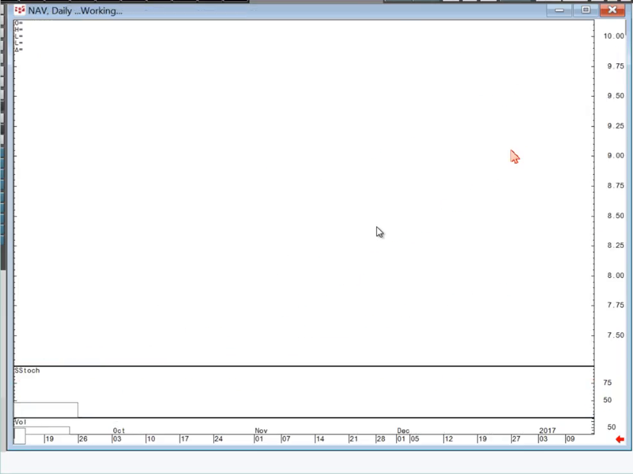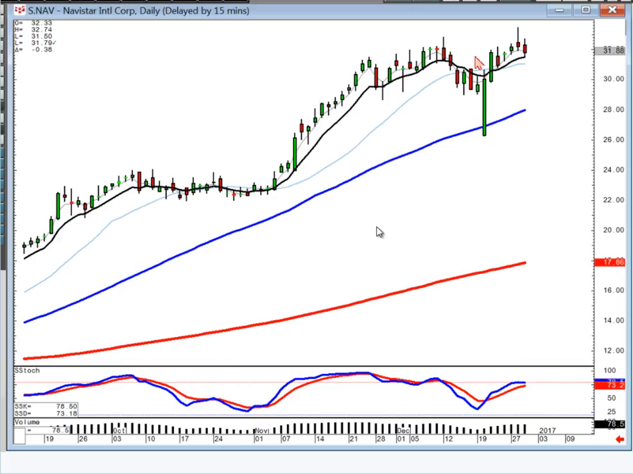Navistar. Again, there's your belt hold signal. What's the belt hold signal represent? They've wiped out a lot of the sellers, so there's very little selling in front of you right now. It tells you your uptrend is probably still in progress. So if you went back long up in here, you stay long as it doesn't close below the T-line.